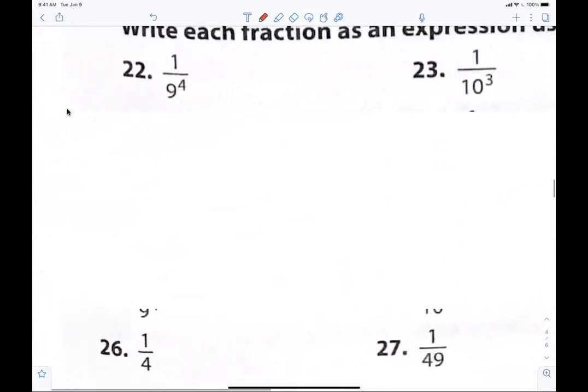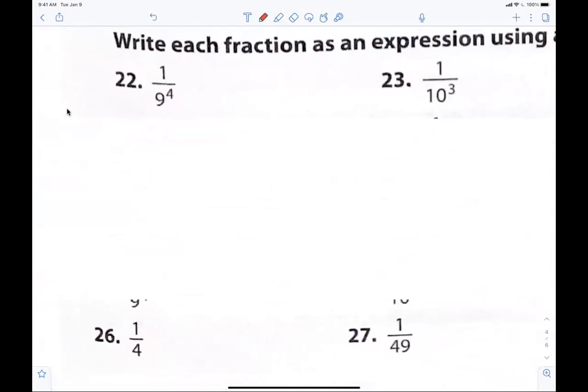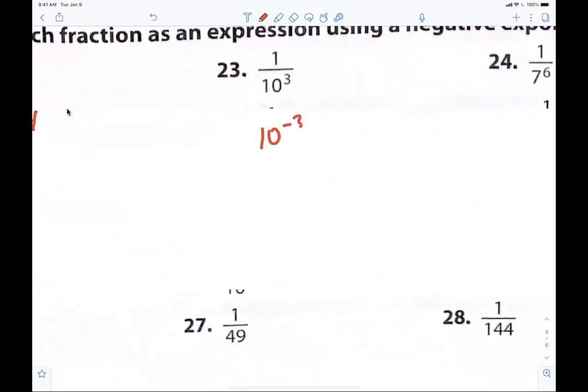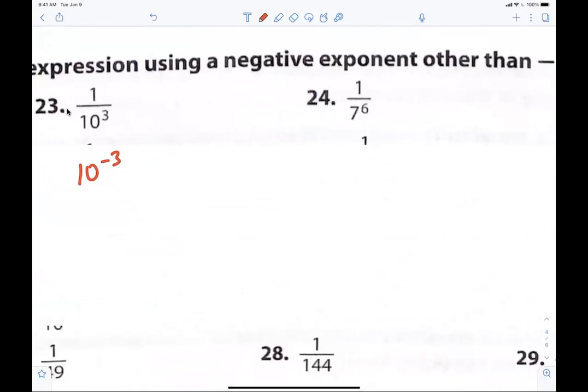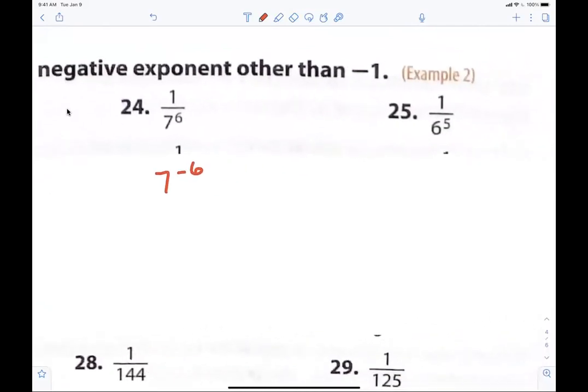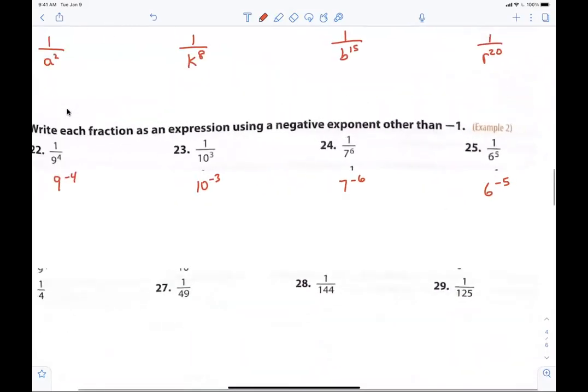Mr. Ward, now you have to write it as a negative. No, did I miss you? Sophia's up, I'm sorry. Write it as a negative. Yes. 9 to the negative 4th power. Yeah, 9 to the negative 4. Next. 10 to the negative 4th. Yeah, these are easy. I told you guys. You're going to be good at this. Okay, Addison. 7 to the negative 6. Very good, kiddo. Max, 25. 6 to the negative 5. Yeah, 6 to the negative 5. Perfect.